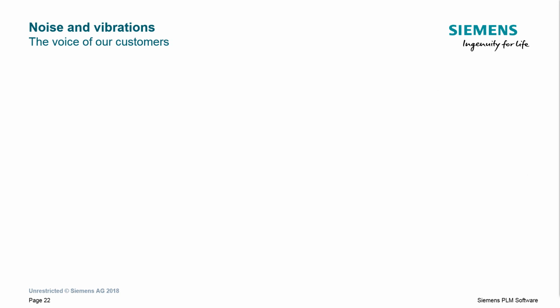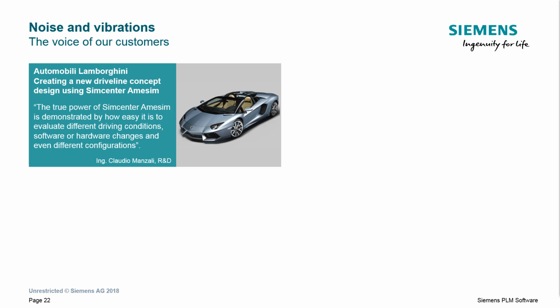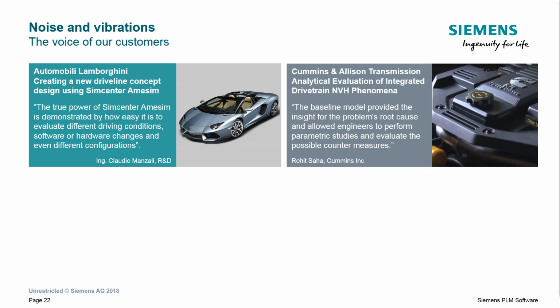Many OEMs and suppliers are already using Siemens Simcenter AMESim in order to design the best reduction of noise and vibration. For instance, Lamborghini uses Simcenter AMESim to predict torsional vibrations in drivelines and optimize them, reducing the number of prototypes. Cummins and Allison Transmission have used Simcenter AMESim for troubleshooting. It helps them to get a better understanding of coupling effects between the engine and the transmission and identify the best solutions for getting rid of vibration phenomena.